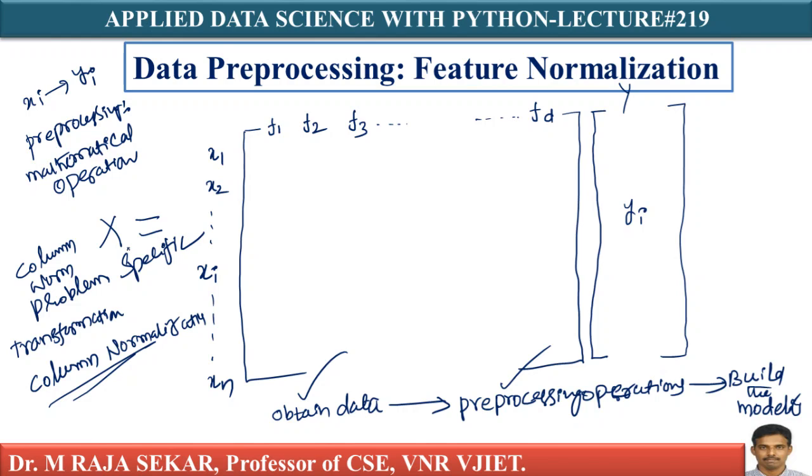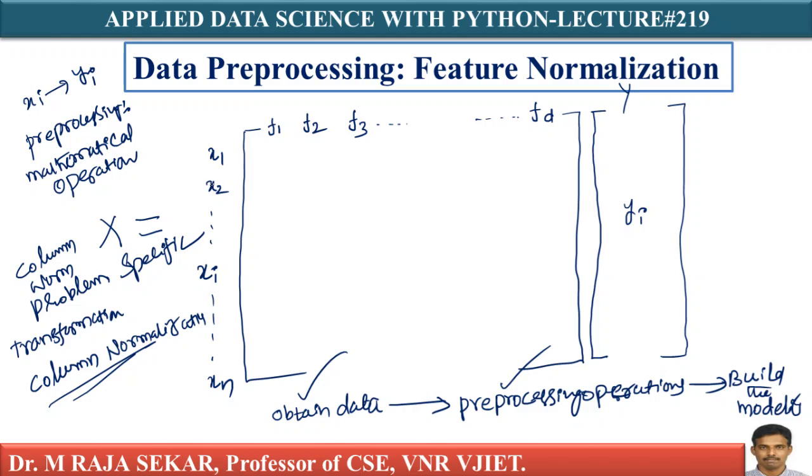Before we go and do dimensionality reduction, we have to pre-process our data so that it's in a form that is easier for the dimensionality reduction algorithms to use. One such operation is column normalization.